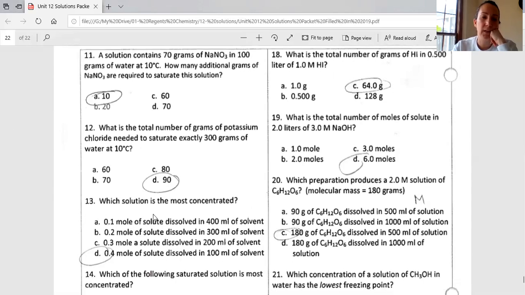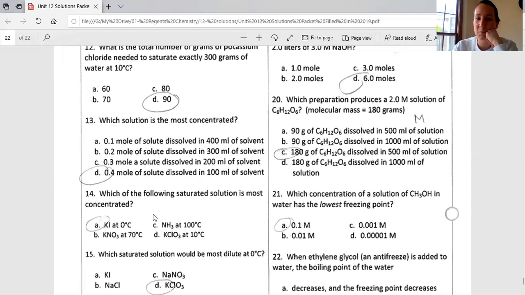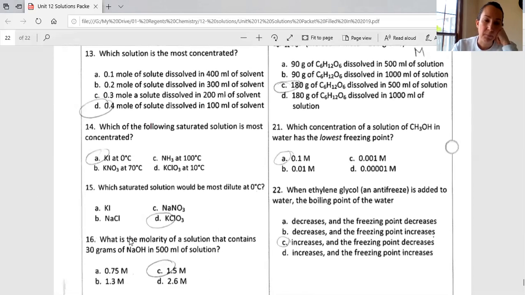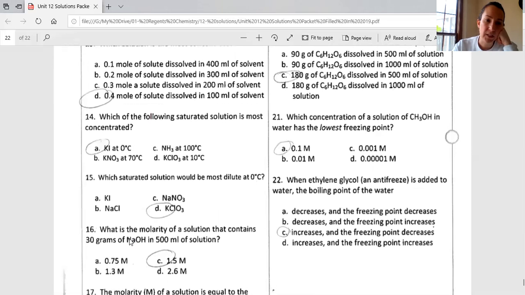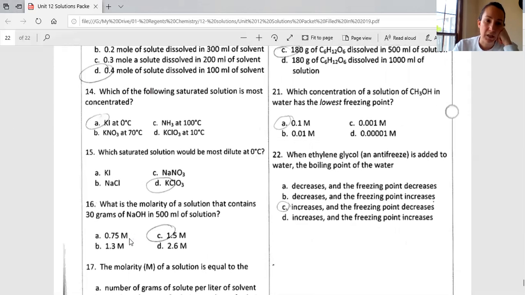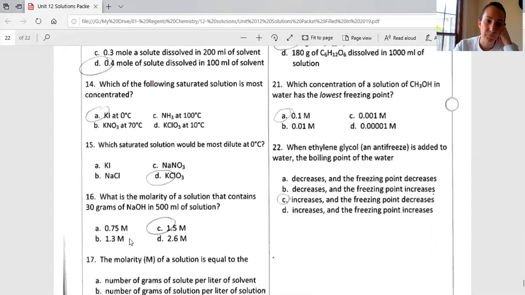Alrighty, 13, the most concentrated, has the most stuff in the least water. Remember, concentrated means it's strong. So the most stuff in the least water is choice 4. Number 4, most concentrated means highest on the curve, like holds the most. So that's choice A. 15, a saturated solution would be most dilute at 0 degrees, like holding the least stuff at 0 degrees.